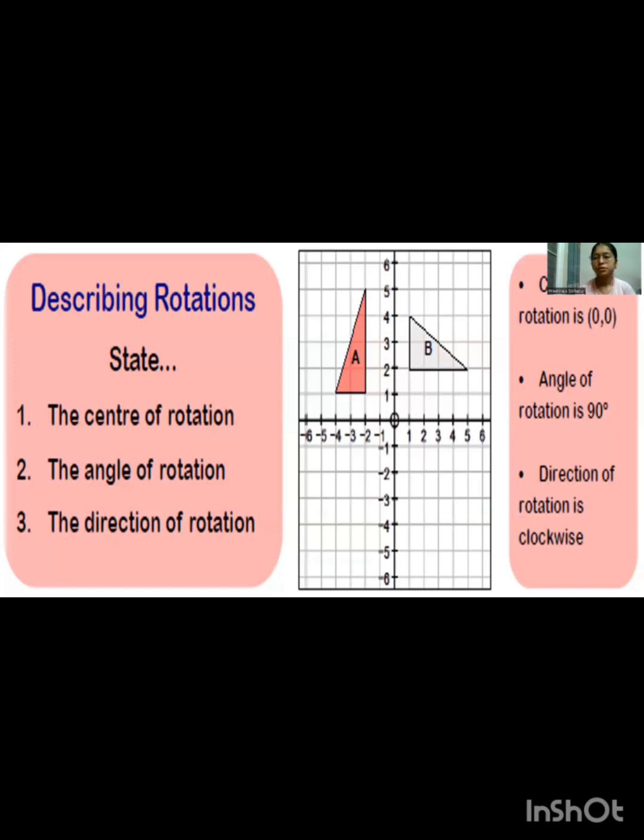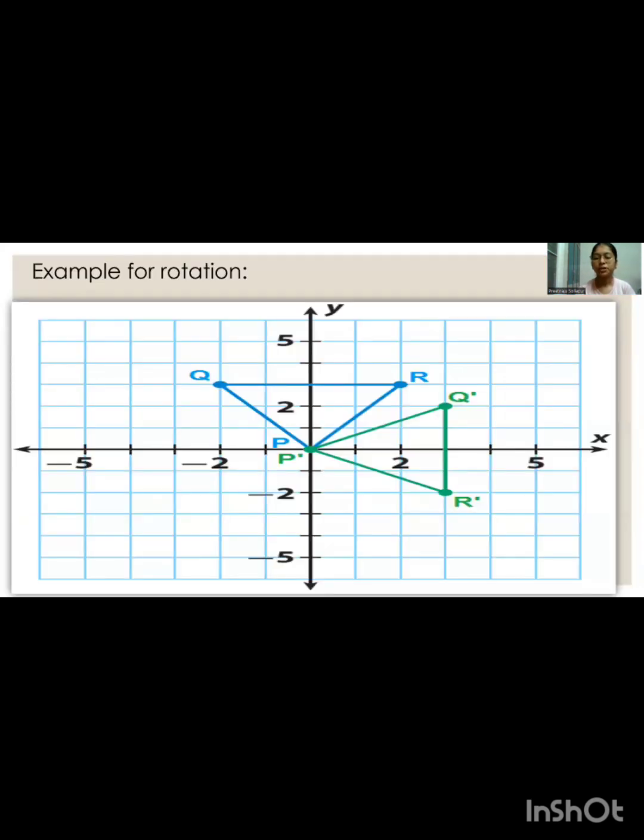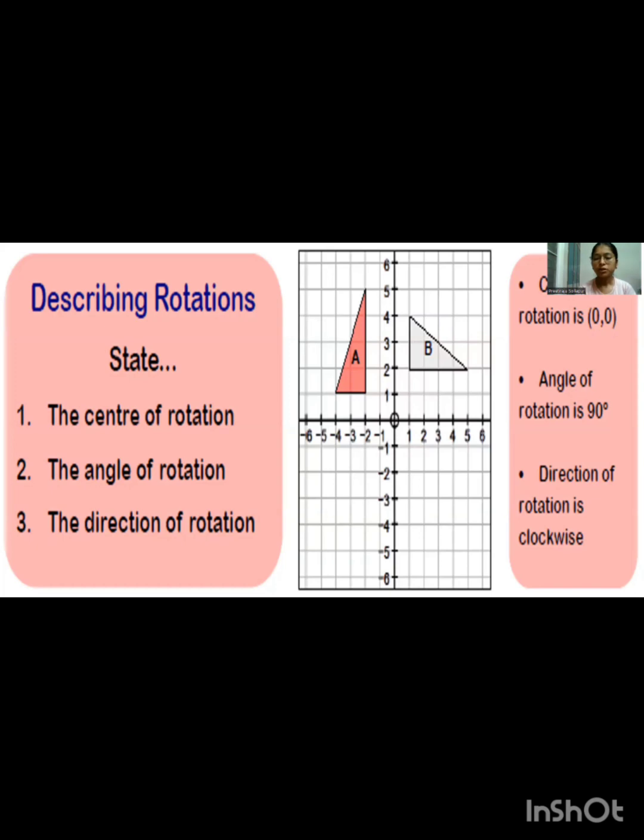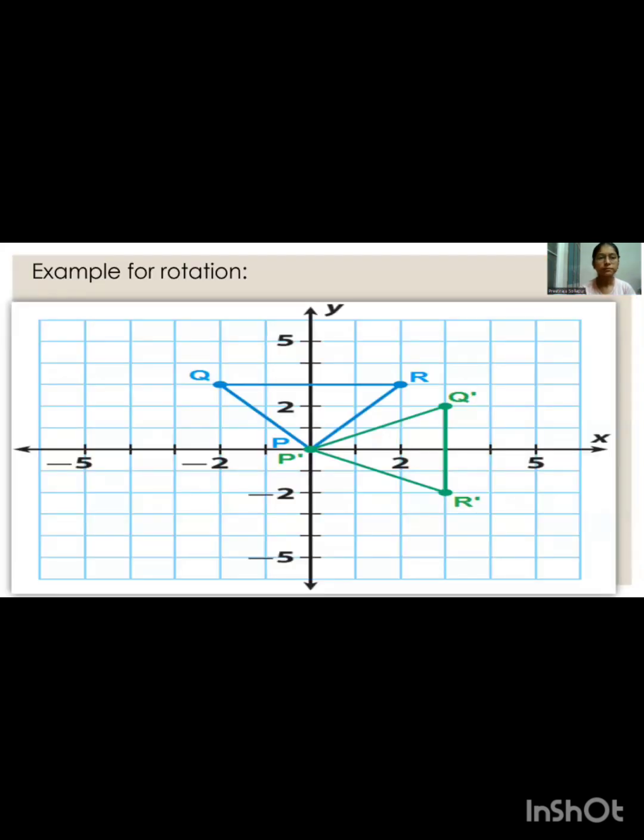Center of rotation is (0, 0). Angle of rotation is 90 degrees. Direction of rotation is clockwise. It is an example for rotation.